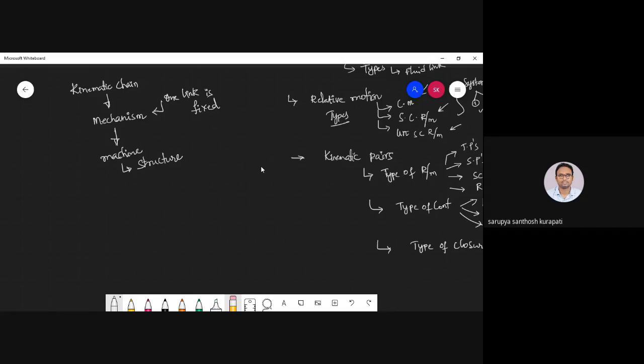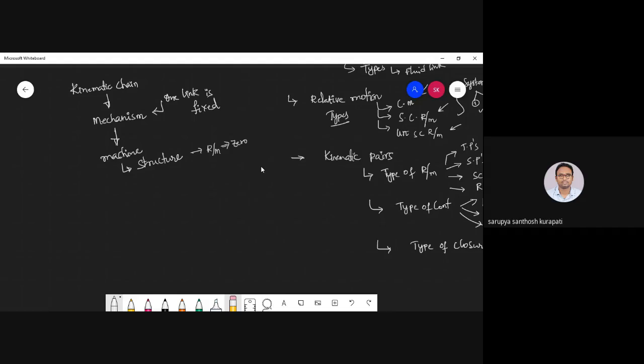Next, we have discussed machine. It is a combination of mechanisms. For a given input, you are going to get output. Next, structure. A structure is one where the relative motion is 0. There will be no relative motion. It is a fixed body. So when there is no relative motion between bodies, we call it a structure.